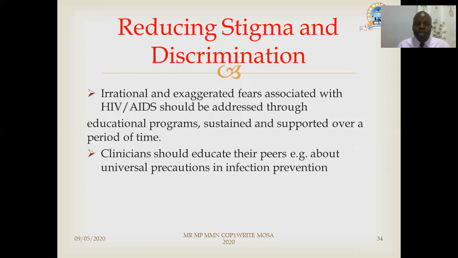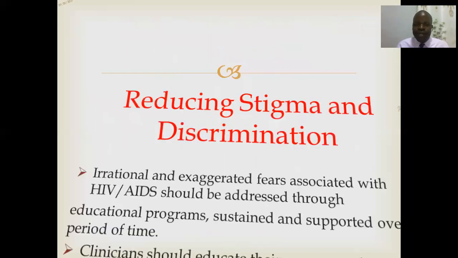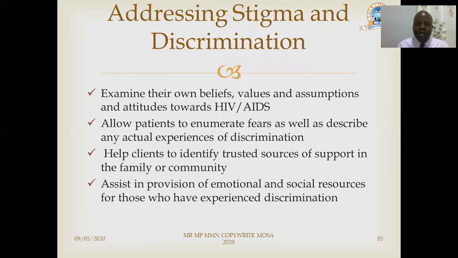Clinicians should educate their peers, for example, about invasive precautions in infection prevention. So, invasive precautions as far as infection prevention is concerned, we mentioned some of them, like ensuring that we wash our hands with warm water and soap so that we prevent a number of GIT infections, which can further reduce the immune system of our clients.